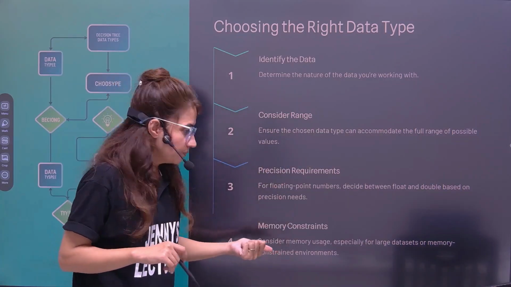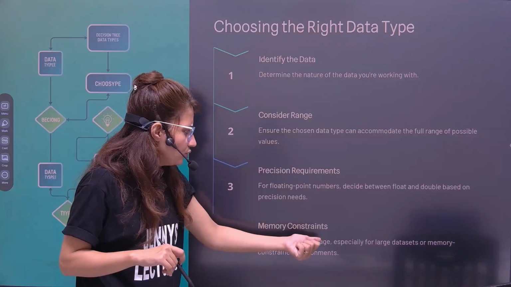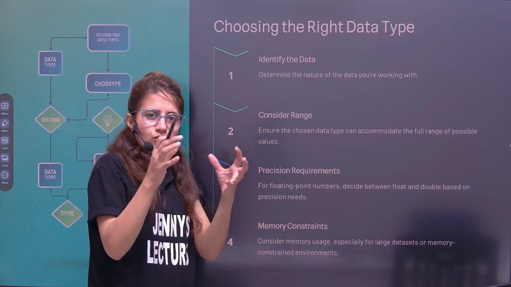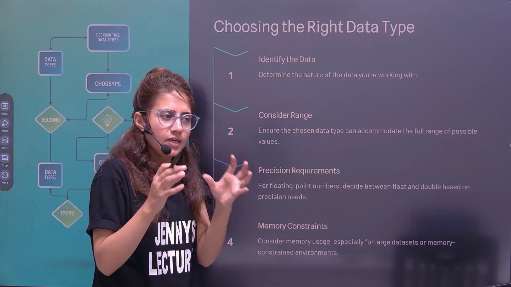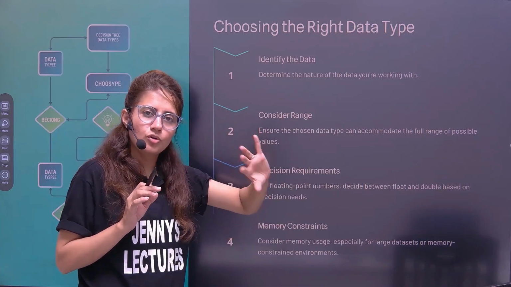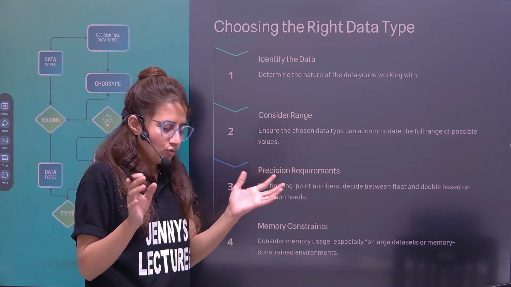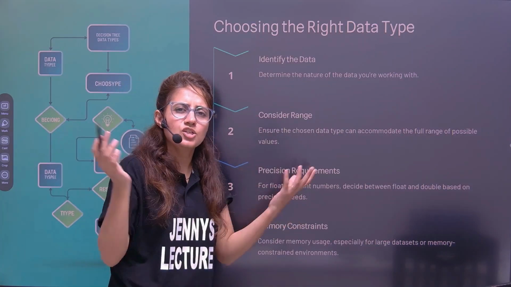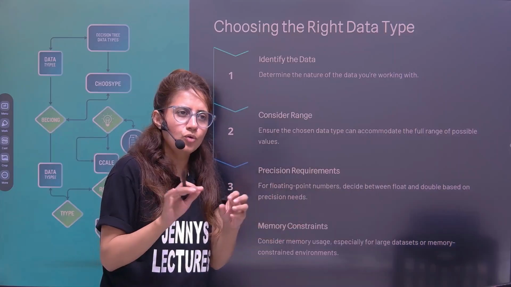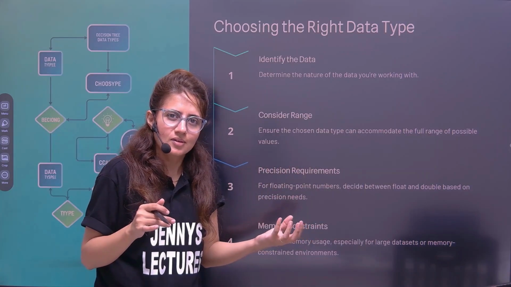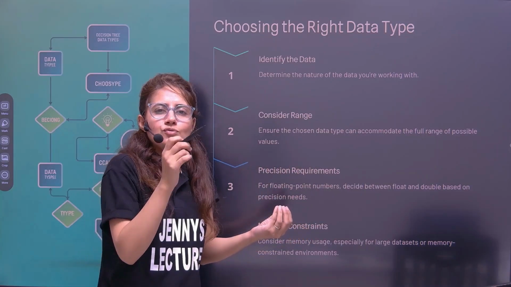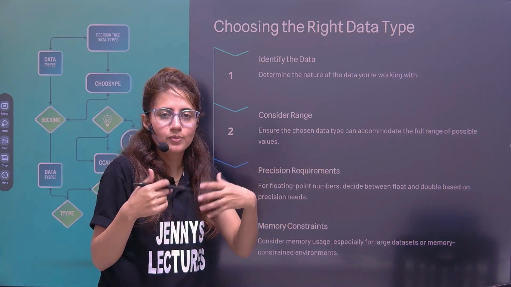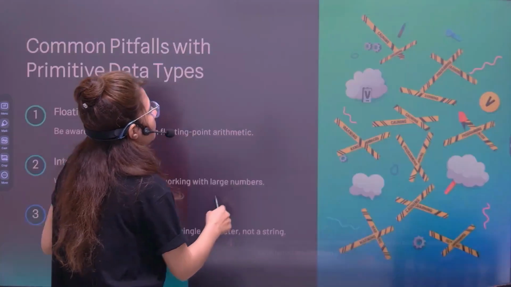Memory constraint also. Consider memory use, especially for large data sets. If you have a constraint on memory, if you have less memory, then it is better to use the shorter data types. But if you don't have any constraint on memory, like nowadays in our systems we have large memory, so we don't care much about the data type. Even to store a simple variable 5, we use int. We can use byte as well, but we use int.